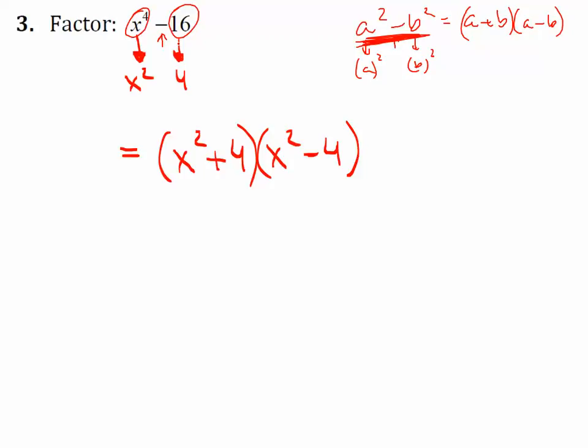Karina? What if it was like x to the 6? Perfect. Let's do that. Let's say x to the 6 minus 16. So anybody, can you tell me? X cubed. X to the 3rd. Yep, that would do it. And this would be 4. And here we go. X cubed plus 4, x cubed minus 4. Good question. Yep, you got it.